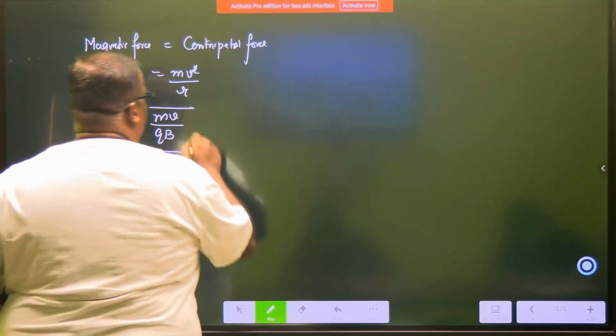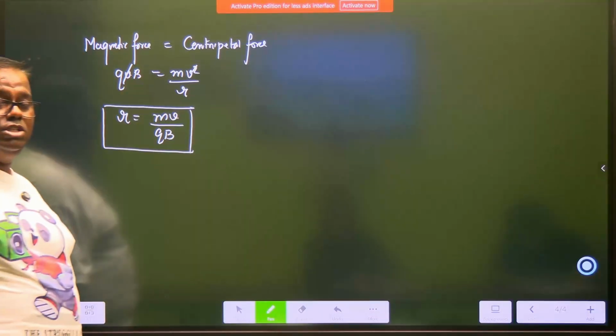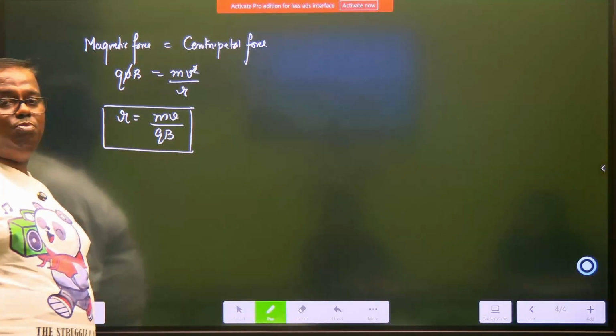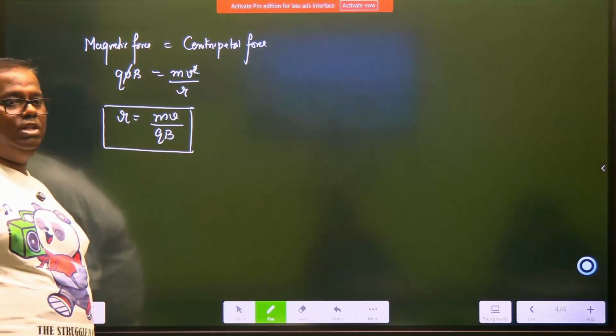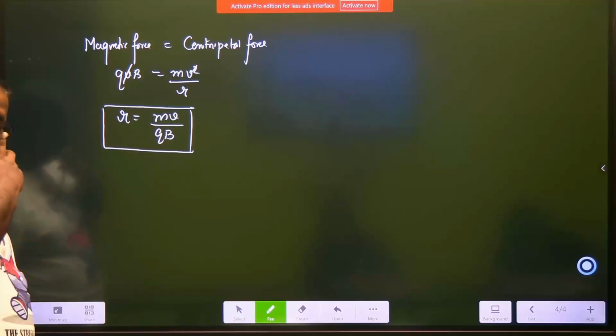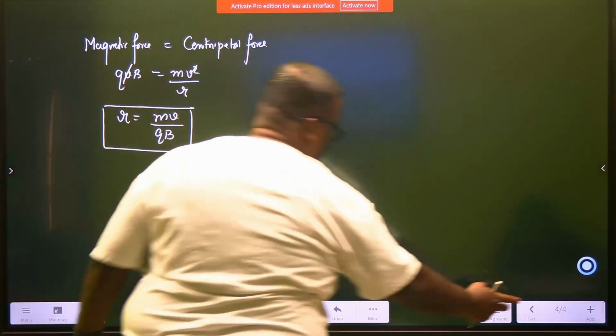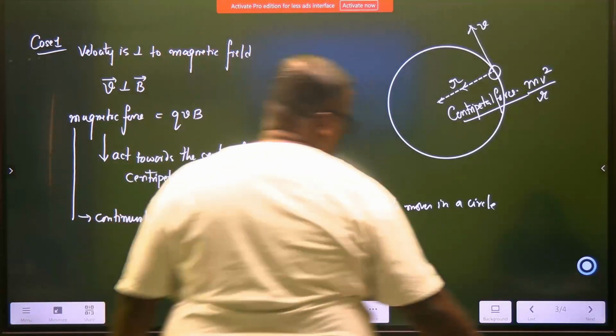This is R. What is R? R is the radius of the circle or the circular path that the charged particle will be traversing when the velocity is perpendicular to the magnetic field.